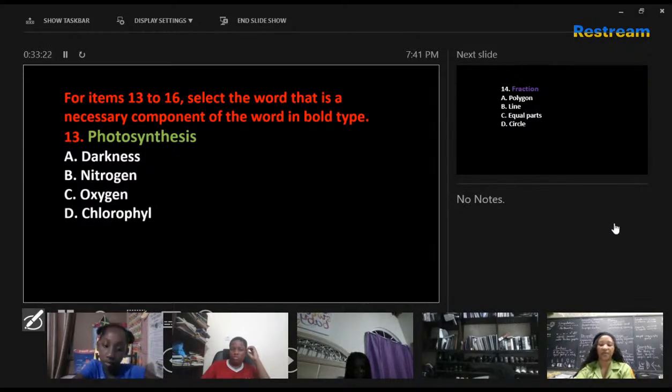A lot of persons in the chat are saying oxygen for number 13. Plants don't need oxygen for photosynthesis to occur. Plants need carbon dioxide. So all those who are saying oxygen, that's not it. Macelin says no, chlorophyll is the color of the leaves, so therefore it wouldn't be a process.